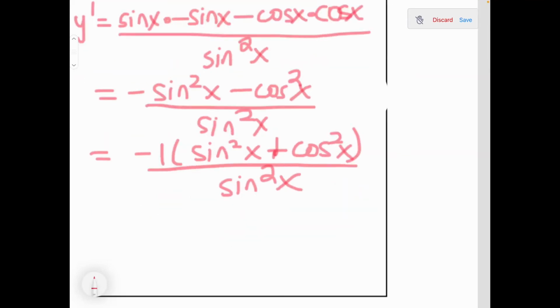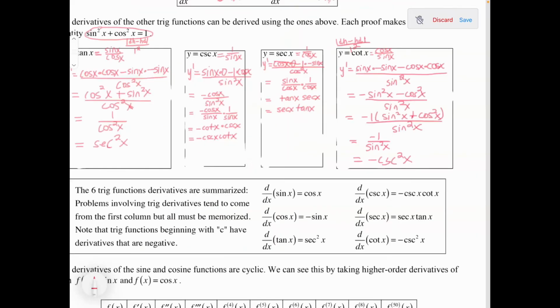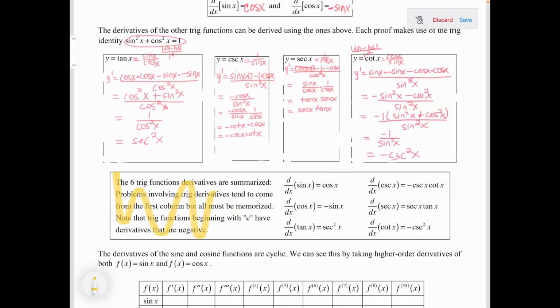Sine squared x plus cosine squared x is just 1, so the numerator is -1. Denominator sine squared, and -1 over sine squared is negative cosecant squared. All righty, we have proved these four. So the trig functions, we now have a nice box here to help us.